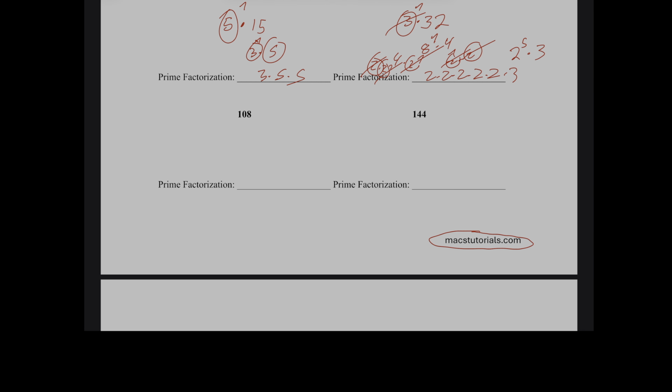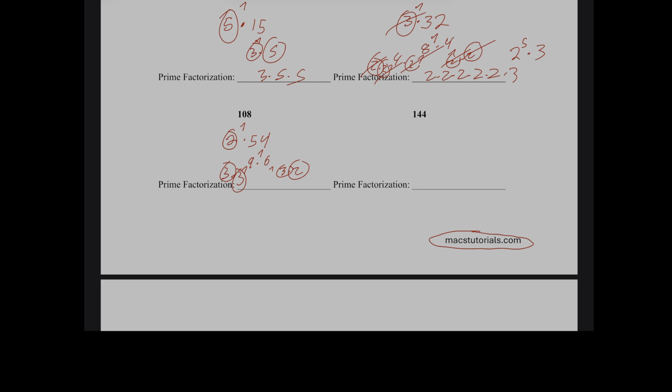108. Well, I see it's an even number, so let's just go 2 into it. Here's a quick little division thing. How many times will 2 go into 10? 5 times. How many times will 2 go into 8? 4 times. All right? 54, hopefully you see that as 9 times 6. Hopefully you see the 6 as 3 times 2. And hopefully you see the 9 as 3 times 3.